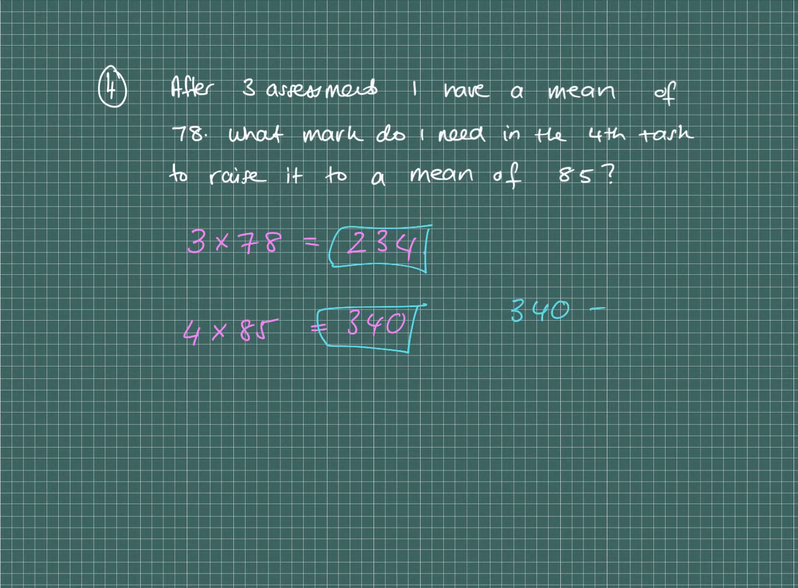Because now I simply say 340, take away 234, and whack it into our brain or our calculator, and we get a score of 106. Now, I never told you what the maximum score was. You could have a question that says it's out of 100, therefore, guess what? It's not possible. But for me, in order to get the average of 85, I do need to add in a score of 106. Again, I can double check that by doing 234 plus 106, and of course I can divide it by the 4 assessments. I now have 85. So the score that I want to add in is 106.